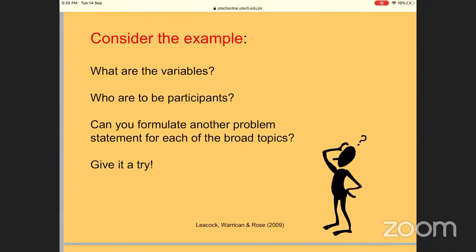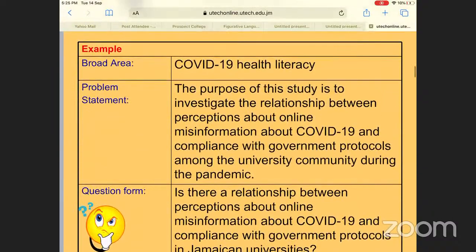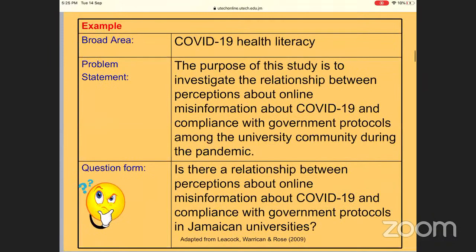So what are the variables? Go back up to the thing before, and who are the participants? Anybody? What are the participants here? And what are the variables? Let's be basic with the variables. That's an easier question. Sorry, the variables here is what are we going to measure?